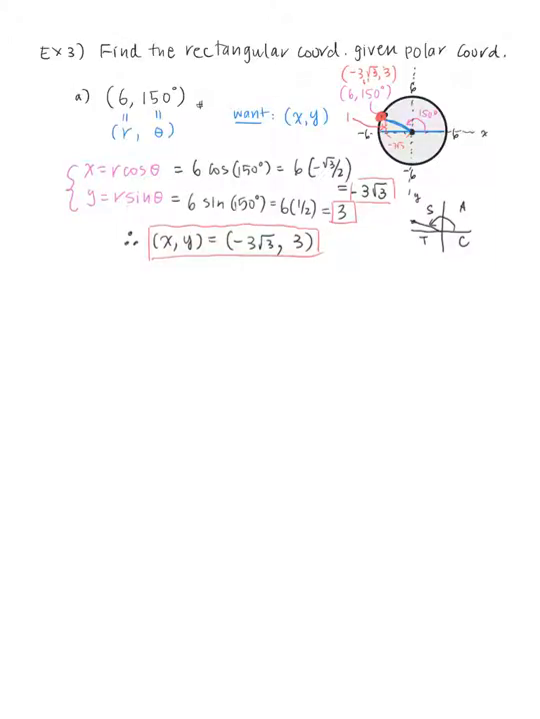So let's try another one. B, negative 3 comma negative 3 pi over 4. So again, what you're given is r is negative 3 and our theta is negative 3 pi over 4. And what we want is x comma y. So again, let's draw the picture.